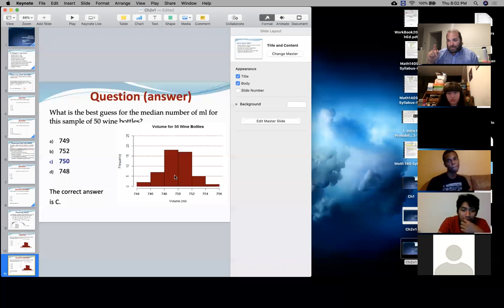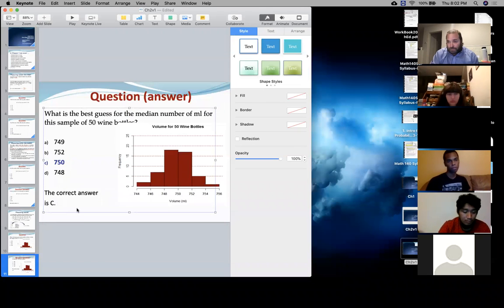Anyone? I personally picked C because I looked at the bar and 750 was in the middle. That's right. 750 is in the middle, and I would say 750 might be a good guess for the mean, although this one's a little higher than this, and this one's a little higher than this, and this one's a little higher than this. So I would even pick the mean to be slightly to the left of 750 and go with 749. But in this case, this answer is 100% wrong.